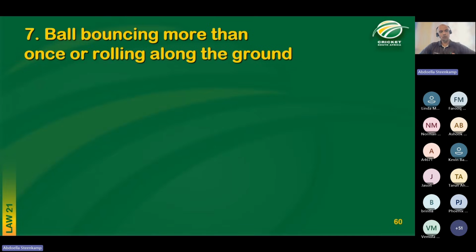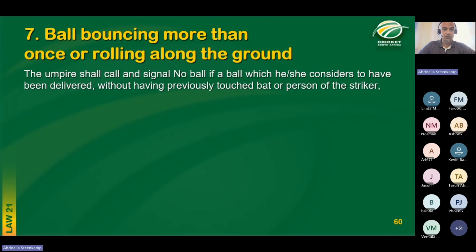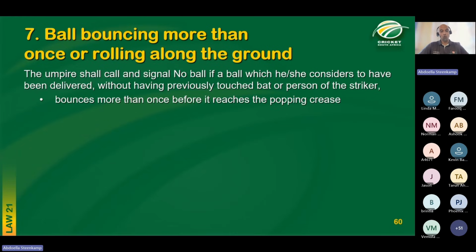Next subsection under the no ball: ball bouncing more than once or rolling along the ground. An emphasis on more than once. Please take note. Ball is not allowed to bounce more than once or roll along the ground. If the umpire considers that the ball that's been delivered bounces more than once before reaching the popping crease, you need to call and signal no ball. But that second bounce needs to be before the popping crease. If the second bounce is after the popping crease, it will be a fair delivery.